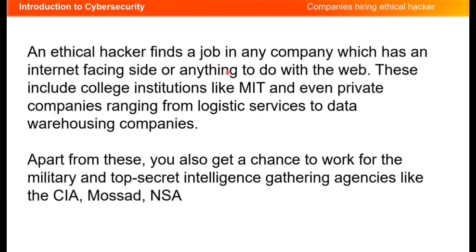An ethical hacker finds a job in any company, because everybody needs it. Any company that has an internet-facing site or anything to do with the web, right? They can be educational institutions like MIT, or private companies, financial institutions, insurance institutions, food service. Everybody's a software and data company these days. Retail. So companies range across all of those industries. Apart from these, you also get a chance to work for the military, the government, and intelligence agencies like the CIA, Mossad, and the NSA.